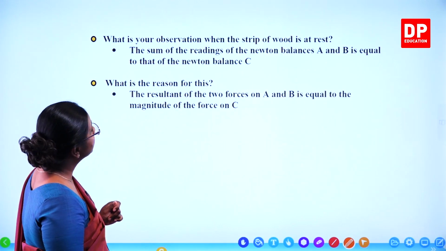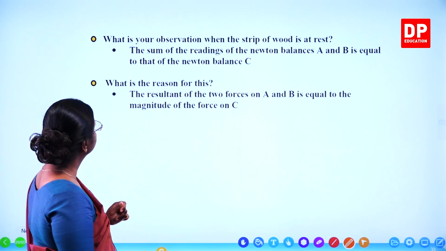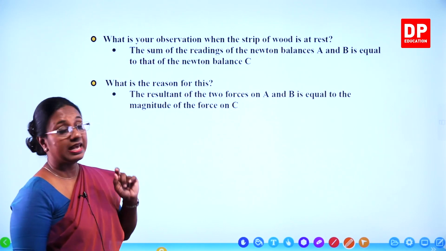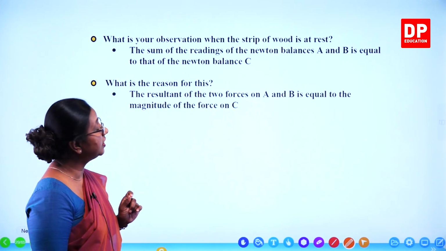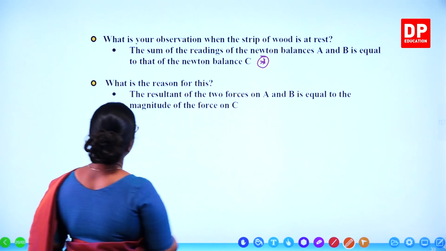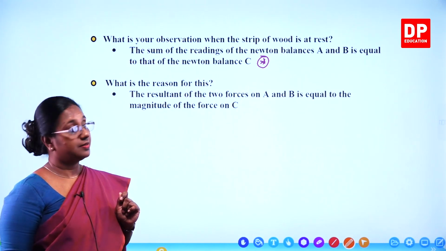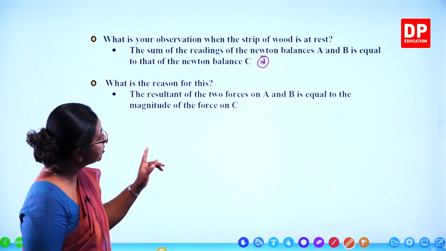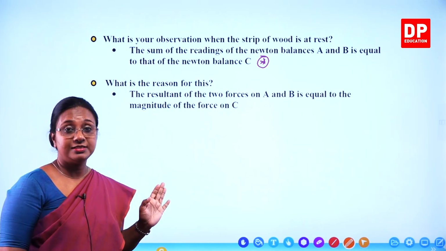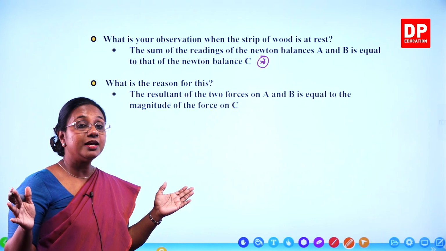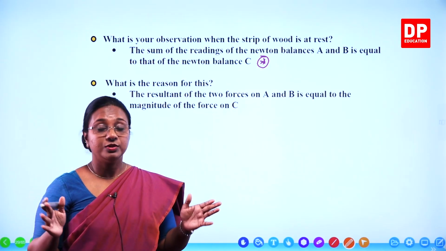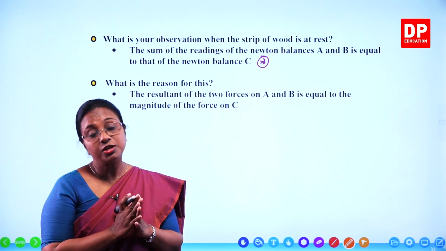What is your observation when the strip of wood is at rest? You were able to see the sum of the readings of the Newton balances A and B is equal to that of the Newton balance C. That is what I explained to you all just now. What is the reason for this? The resultant of the two forces on A and B is equal to the magnitude of the force on C. But because they are in the opposite direction, the resultant of all three forces becomes 0. That is why the strip of wood does not move.